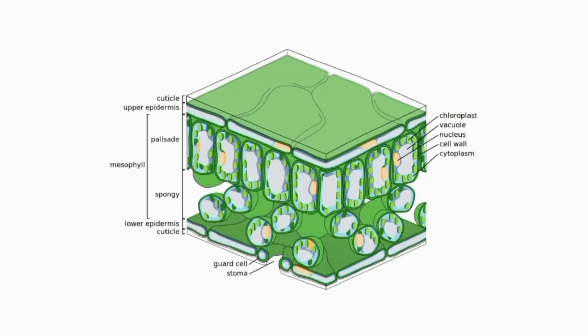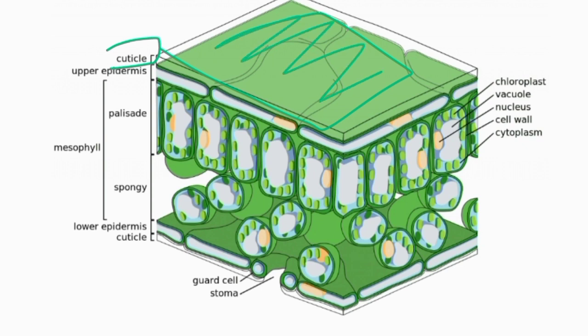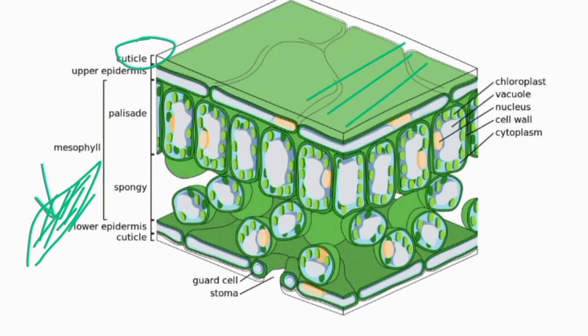Now this is the color diagram for the transverse section of the leaf. The upper part of the leaf is known as the cuticle, or you can say the waxy layer, which is present on all the leaves. Whenever you look at a leaf, the upper surface appears to be shiny. That shiny or waxy surface is due to the cuticle. The cuticle makes it appear waxy or shiny.